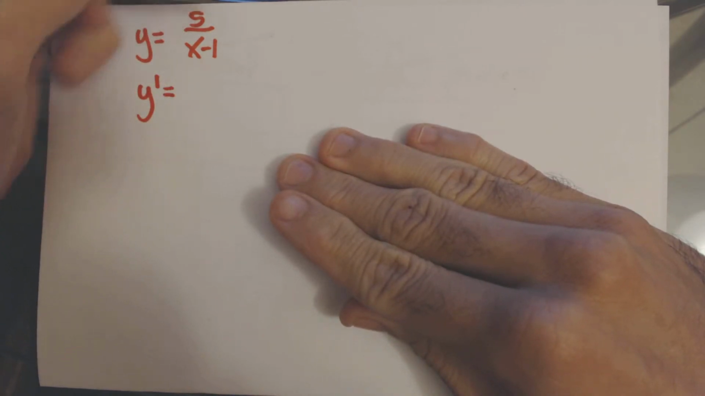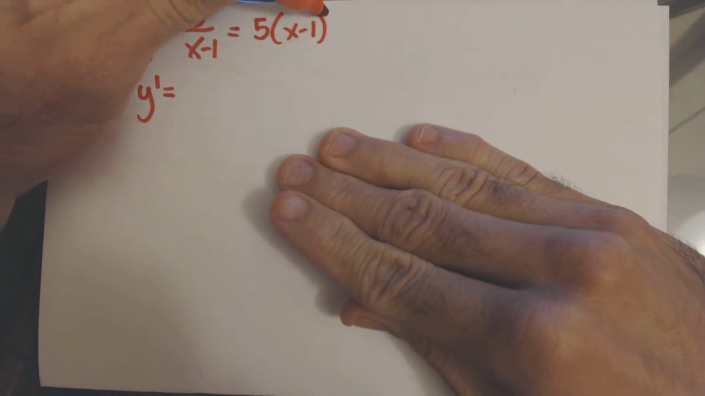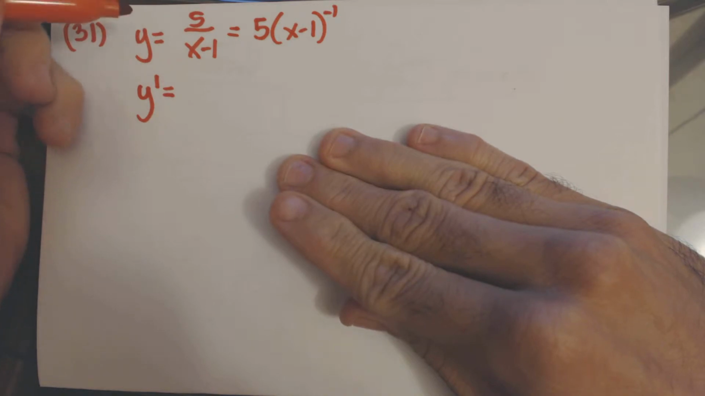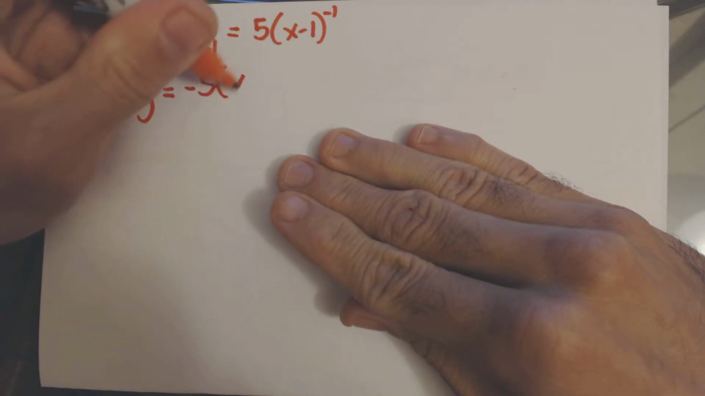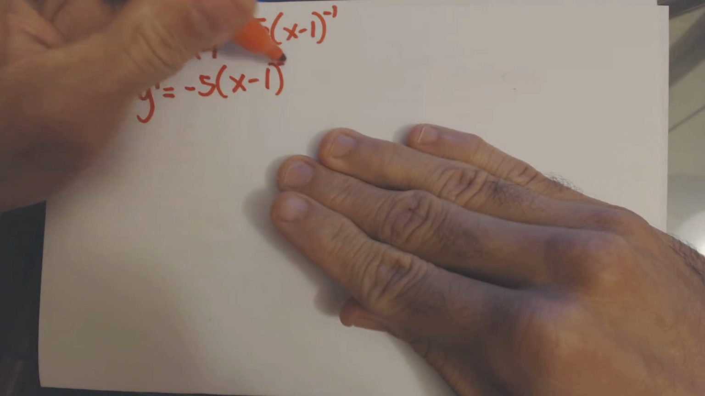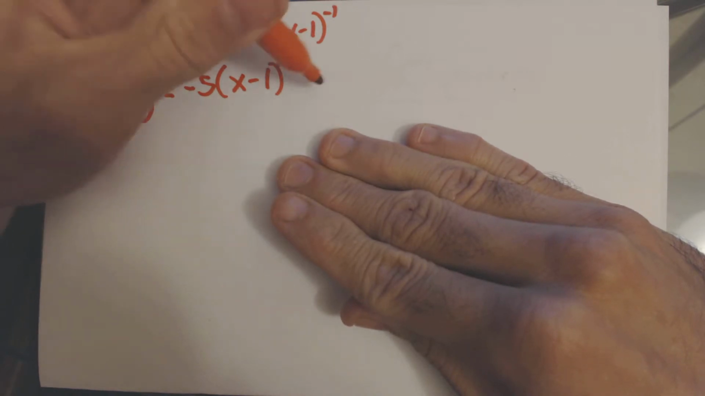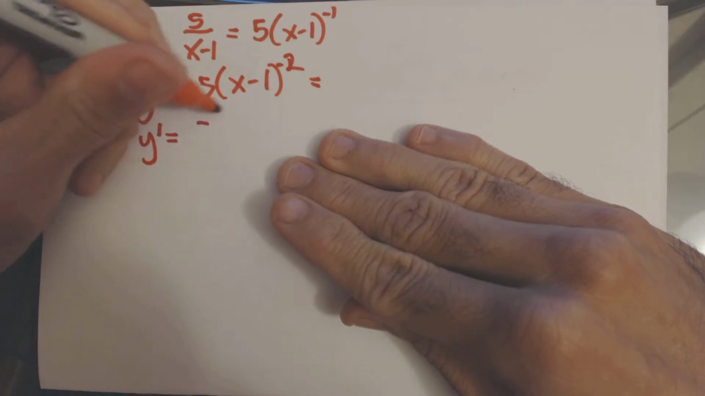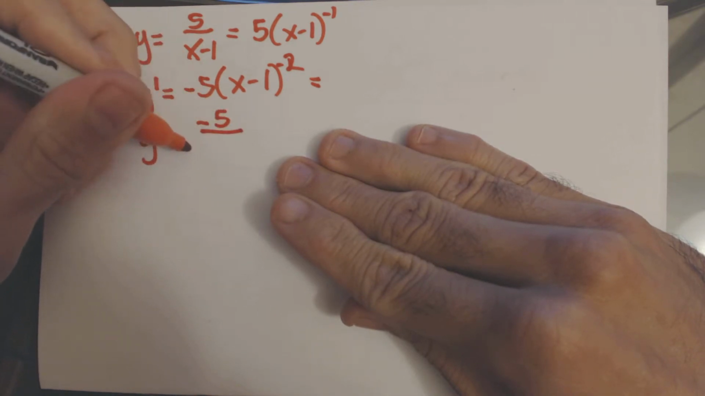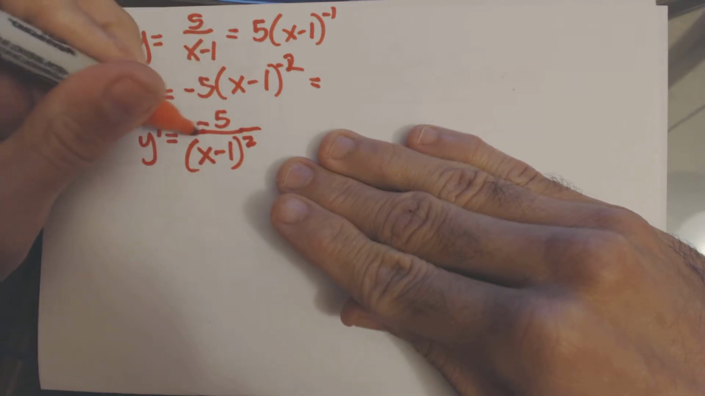So we have, remember, this equals 5 times x minus 1 to the negative 1 power. So we have negative 5 times x minus 1 to the negative 1 power. I'm sorry, to the negative 2 power. So we essentially have y prime equals negative 5 over x minus 1 squared.